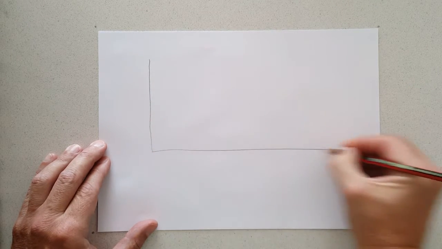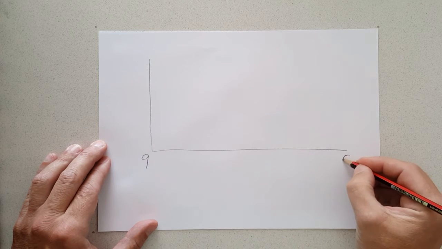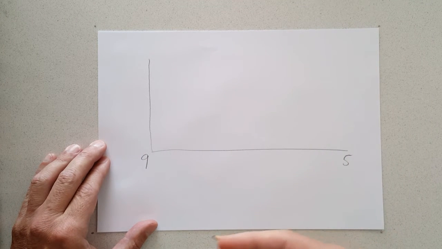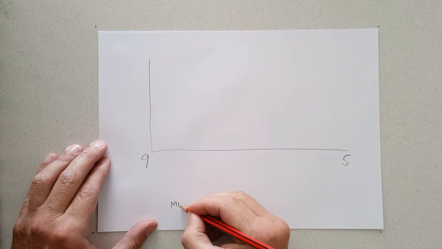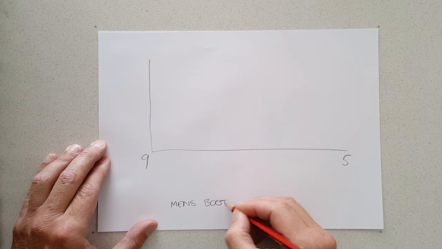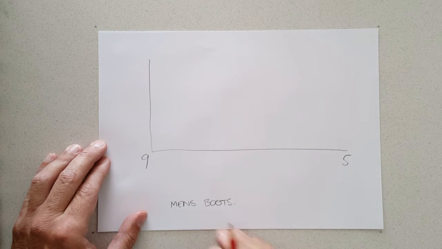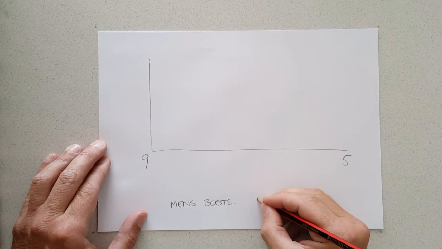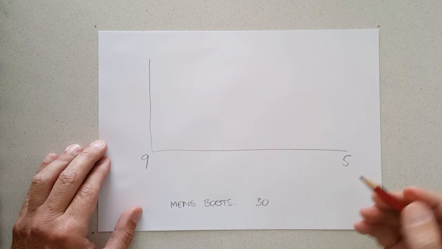So if we look at a given day, 9 till 5, and obviously you can have your campaign running 24 hours, but in this example I'll use 9 to 5. We'll use my little example of men's boots. So that's the search term that somebody is searching for in Google. And let's just say that our budget for men's boots in a given day is $30.